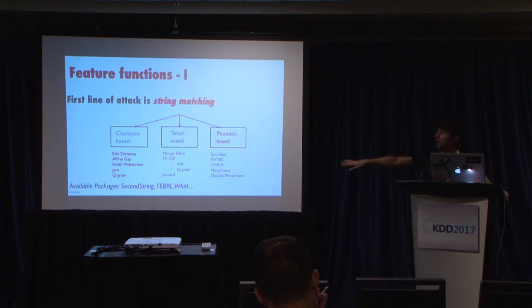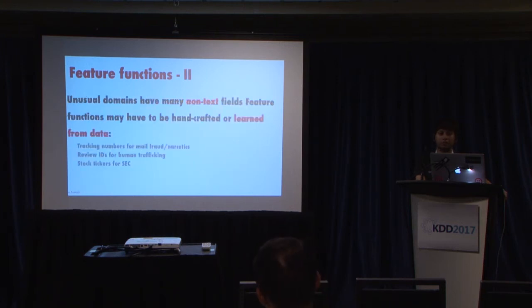So just some packages down below. Second String, Febrl and Whirl are three popular examples that are open and have a lot of documentation. This is something useful to know because these functions are what you're going to use ultimately to convert your nodes into feature vectors for doing entity resolution.